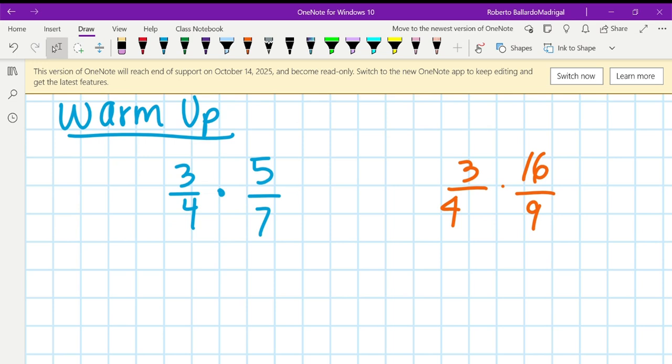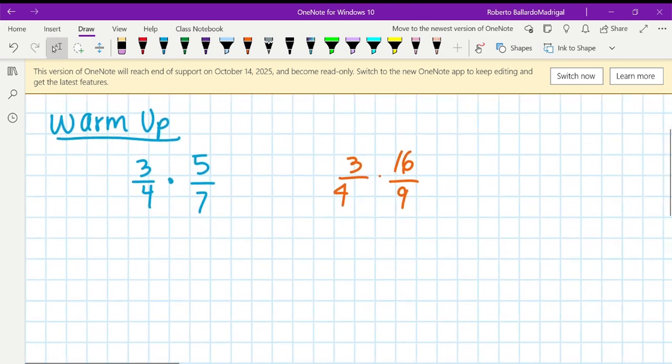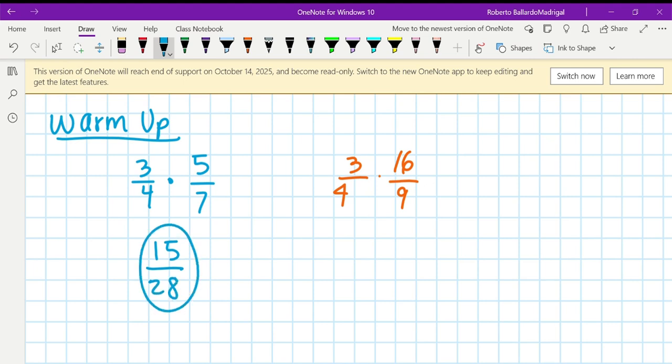Okay, 3 over 4 times 5 over 7 is equal to what? What can I reduce this to? Let me hear from Kayla. What do I get when I multiply this? 15 over 28. Can I reduce 15 over 28? No, there is no common factor between 15 and 28 aside from 1.